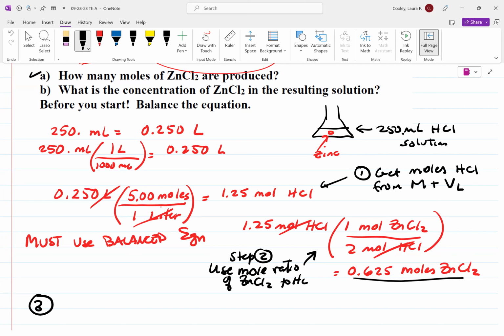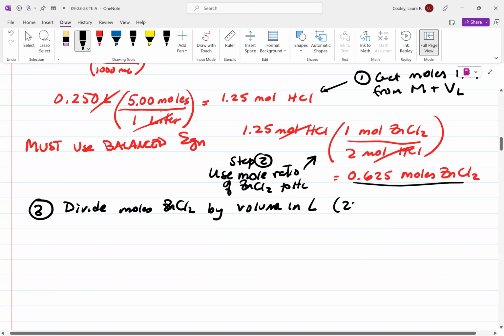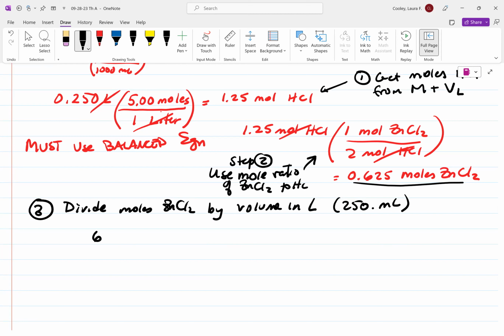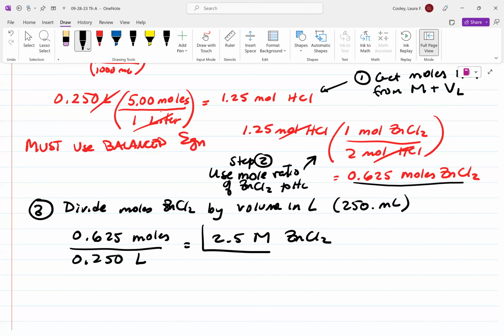That's right. And the number of liters hasn't changed. It's still the 250 milliliters. So I have to divide my moles of ZnCl2 by the volume in liters. So it's 0.625 moles over 0.250 liters equals 2.5 molar ZnCl2. So that is the concentration of the zinc chloride in the product.